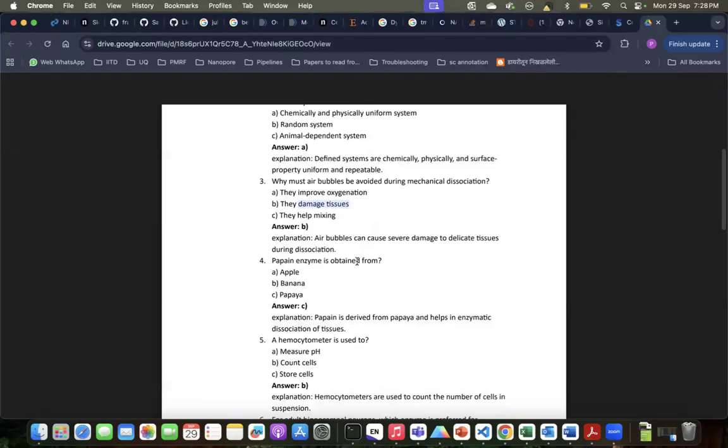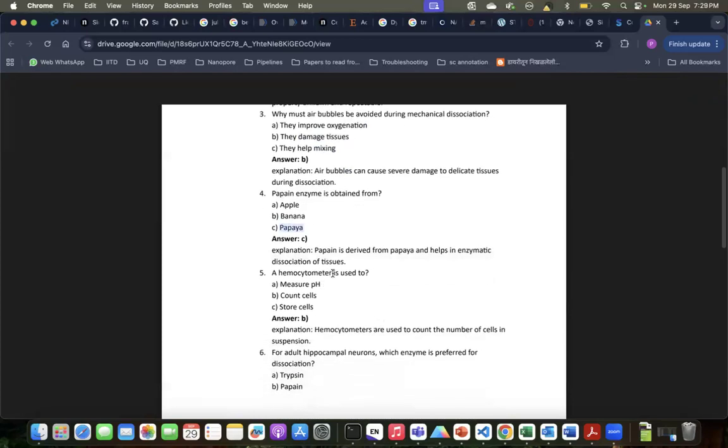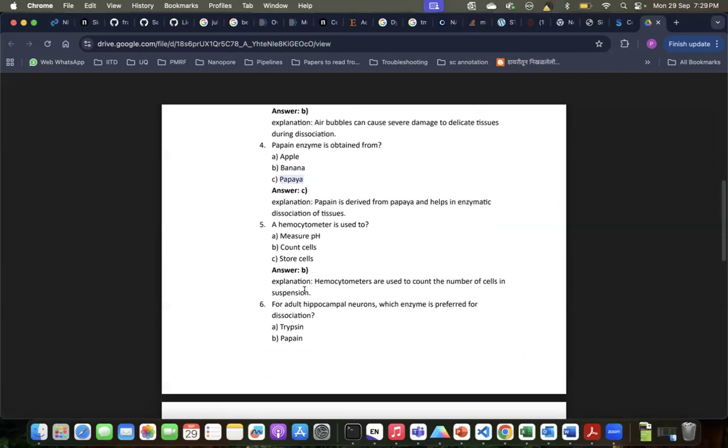Papain, the enzyme used for enzymatic dissociation, is obtained from papaya. A hemocytometer, we saw images of that last week, is there for counting cells. It just has this grid and it's uniform. If you add 10 microliters of cell suspension into it and you're counting 5 cells on average, then that's 5 times 10,000 cells per ml. Sorry, not per microliter, per ml. So the hemocytometer is there to count the cells.